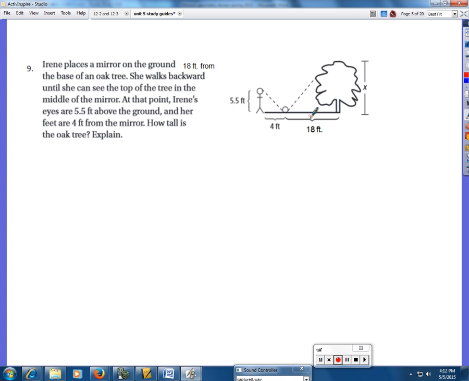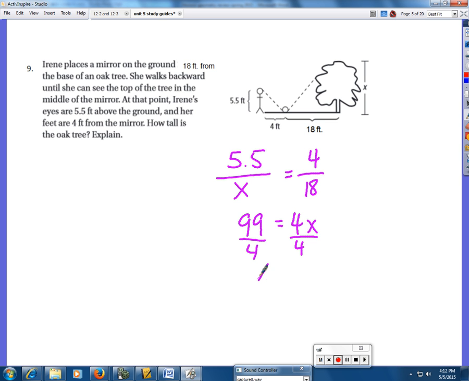You have 2 similar triangles, so you can set up a proportion. 5.5 over the height of the tree, which is x, must be equal to 4 over 18 feet, the distance from the mirror. And you do 5.5 times 18, and that's going to equal 99, and 4x on the other side. When I divide by 4, I get x equals 24.75 feet.